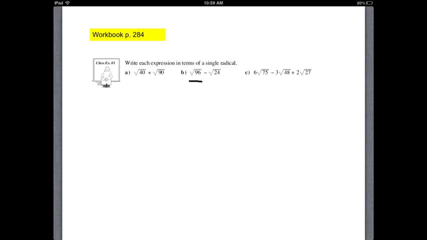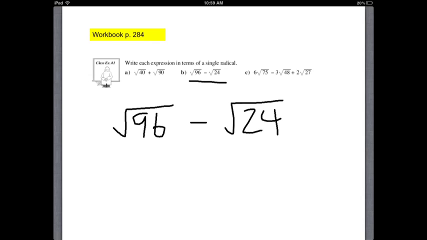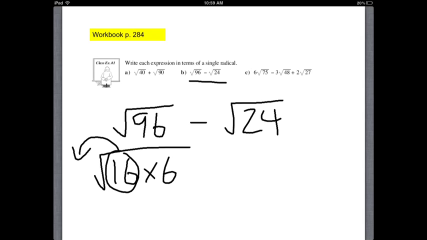With subtraction, the rules are the same. We've got root 96 minus root 24, and you can't subtract them the way they are right now, so we need to turn them into mixed radicals with the same radicands. Root 96 can be reduced. It's 16 times 6, with 16 being a perfect square, so we can bring that out. So root 96 can now be shown as 4 root 6.